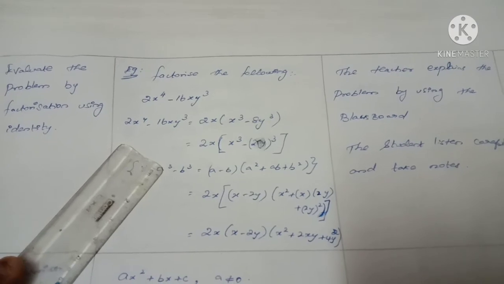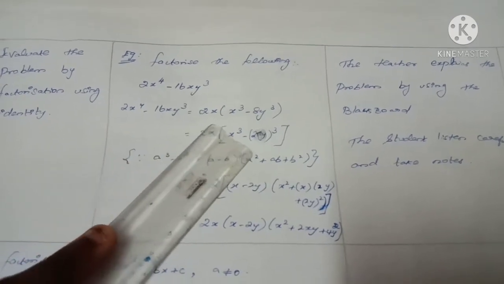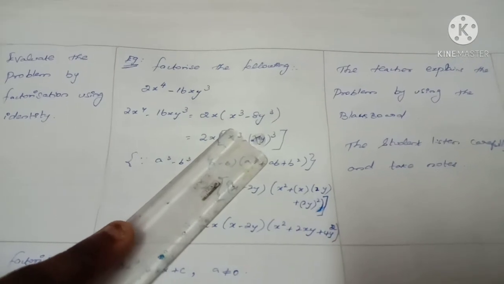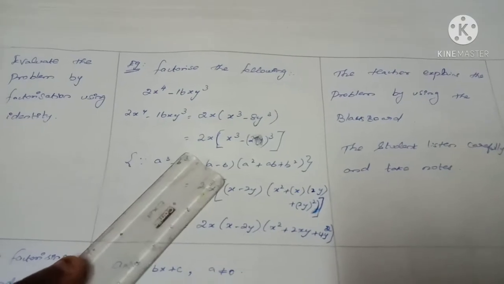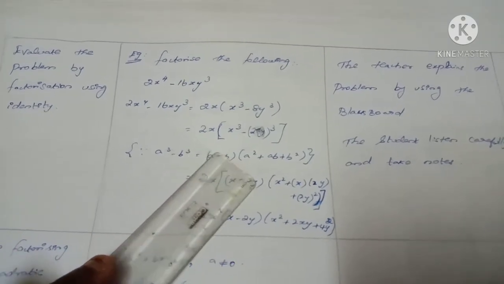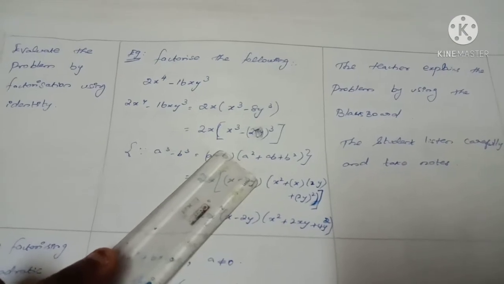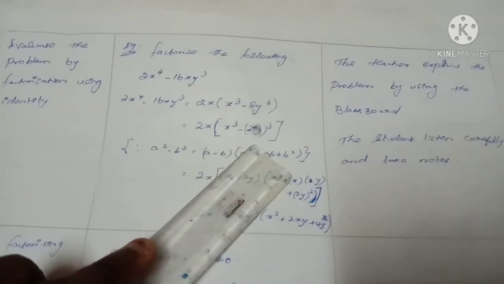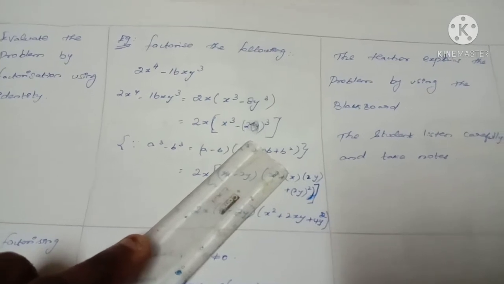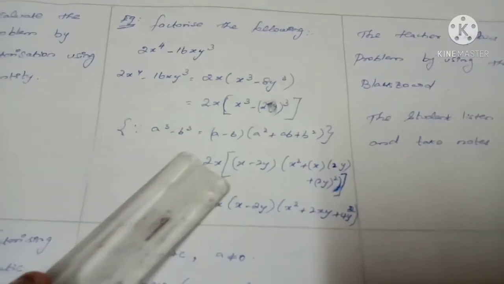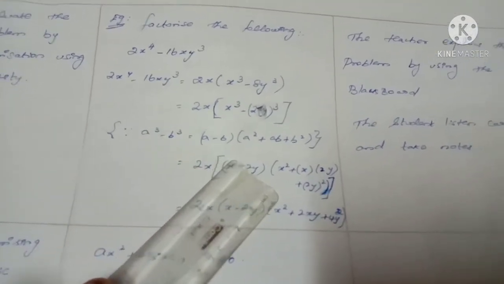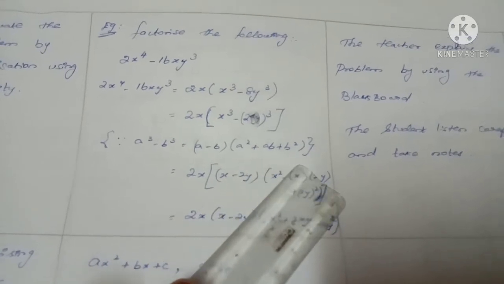2x power 4 minus 16xy cube equal to 2x into x cube minus 8y cube. Equal to, in the next line, 2x of x cube minus 2y whole cube. In the bracket, since a cube minus b cube equal to a minus b into a square plus ab plus b square, close the bracket.